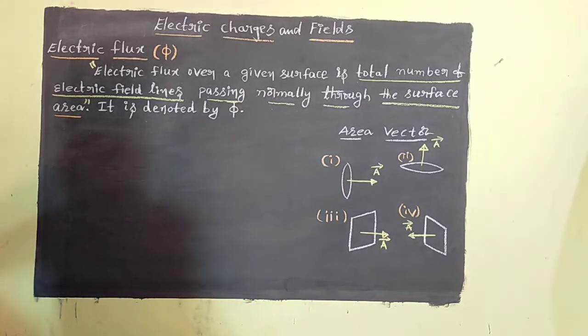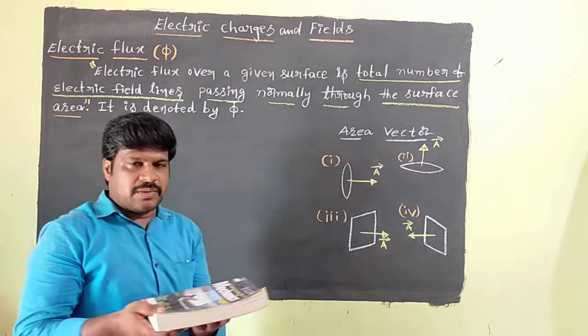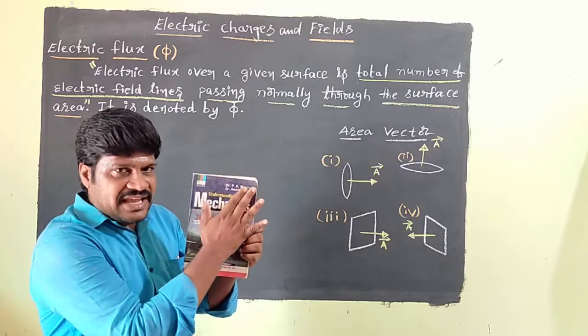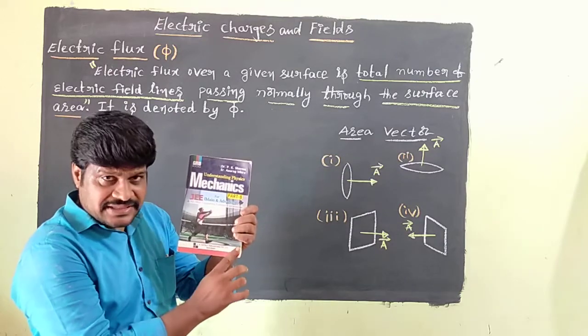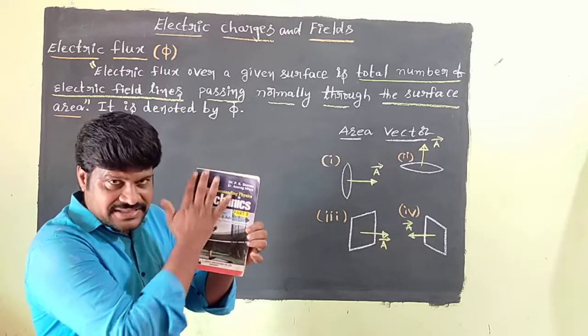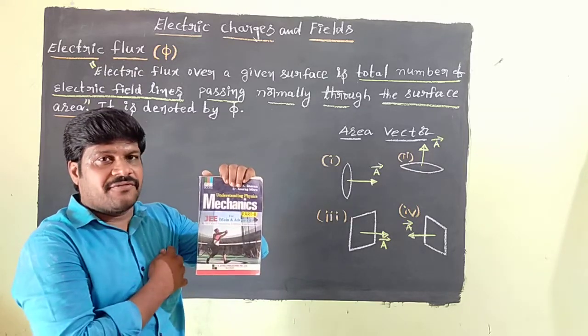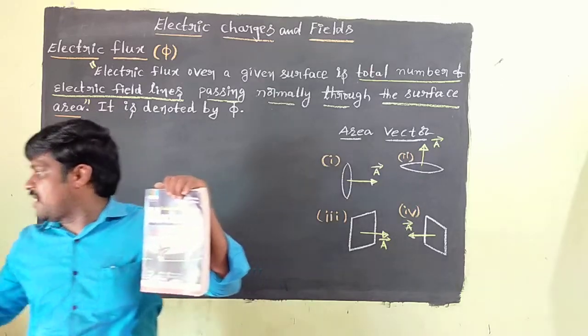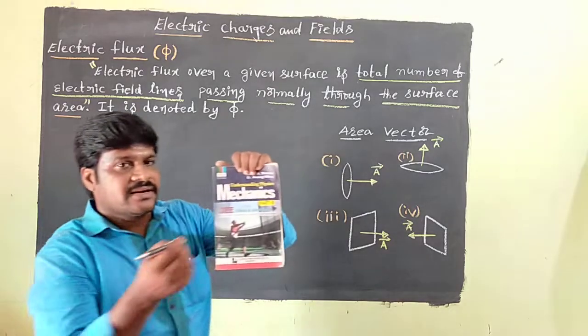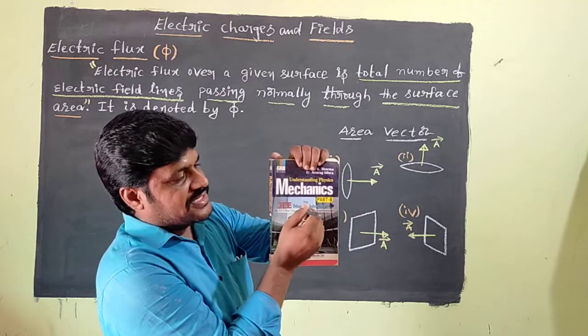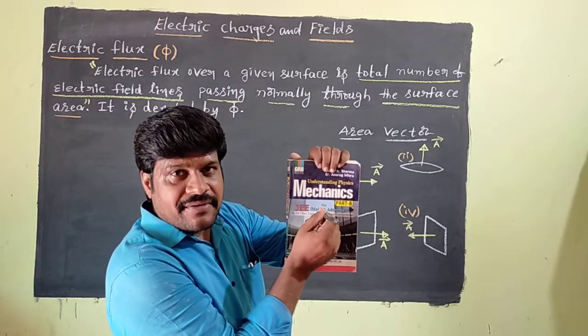Now, first of all, take this one book. You are observing this book; it has a length and a breadth. So this is the area of the book. Sir, for this book, what is the direction of the area vector? The direction of the area vector is normal to the surface. See, with a pen I am showing the direction. Right now, this is the direction of the area vector.